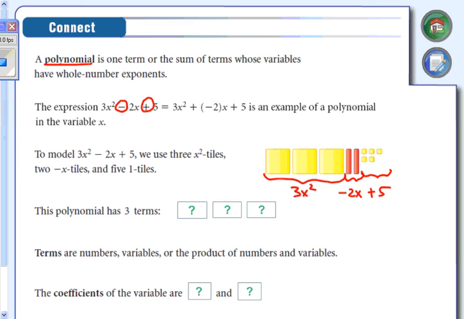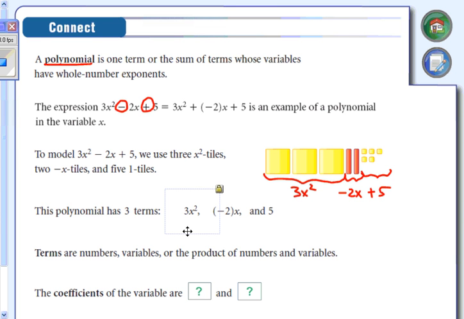So this polynomial really has 3 terms. Notice how they're separated. The first term is 3x squared. The second term is negative 2x, and the last term is the 5. Terms are defined as being numbers, variables, or the product of a number and a variable. So a 3 is a number, so that can be a term. An x can be a term, or an x squared can be a term, or I can multiply those together and get a 3x squared, and that's another term. Remember, terms are always separated by plus or minus signs.